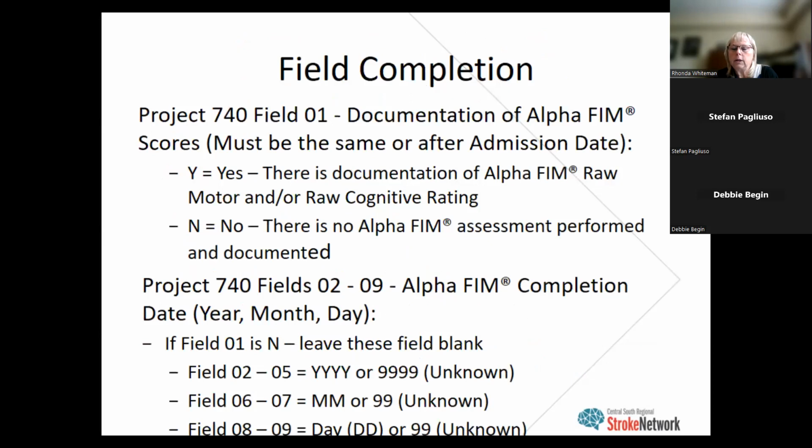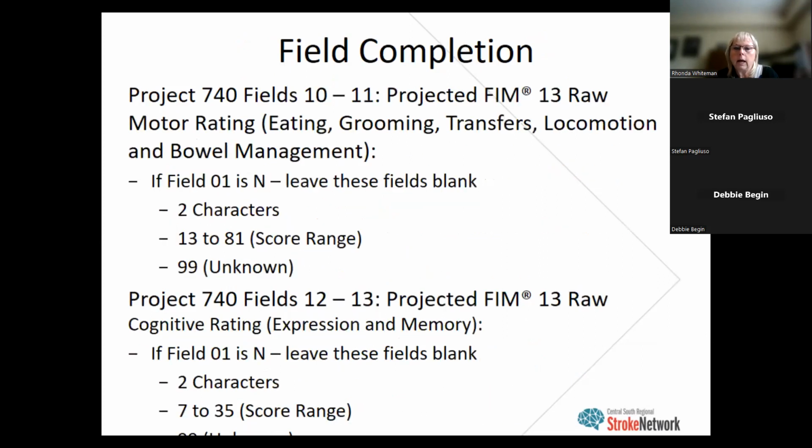When we're looking at completion, it's either a yes or no. We're looking at the date of it being complete. We're also looking at, there are 2 elements that you'll see, the raw motor rating, which is 2 characters, a score of 13 to 81 or 99 if it's not known. And their raw cognitive score, which is also 2 characters, 7 to 35 or 999.